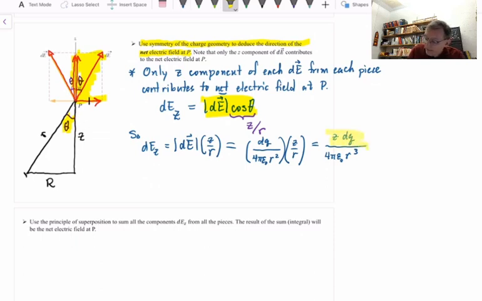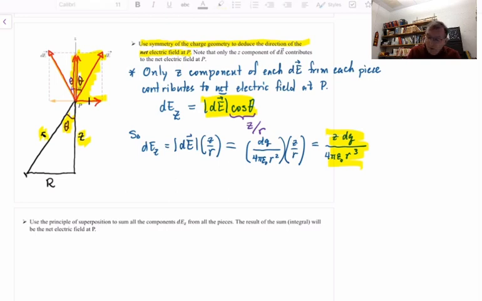That's a symbolic expression for the Z component of the electric field from one little piece of the ring. Doesn't matter which one you think about, they're all equivalent. You need this distance Z times the amount of charge of the piece, dq, over 4 pi epsilon 0 times that distance cubed to get the Z component of dE. All right, now there's one more big step.